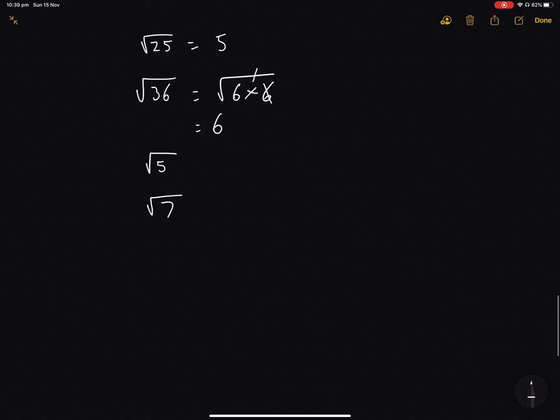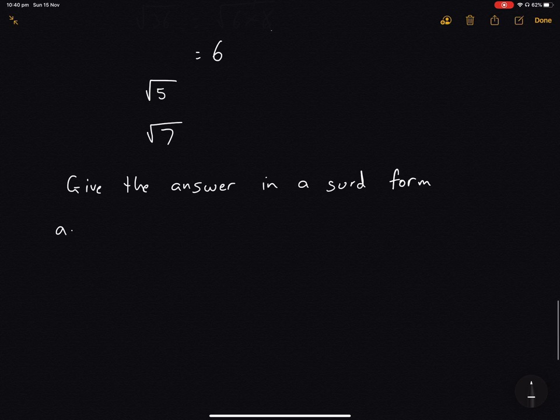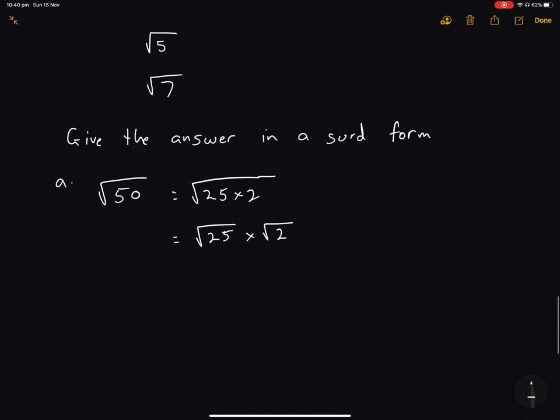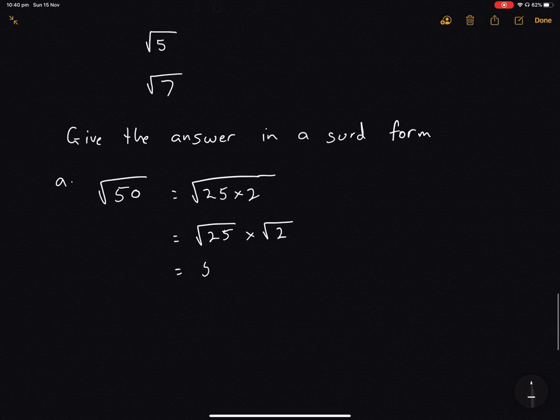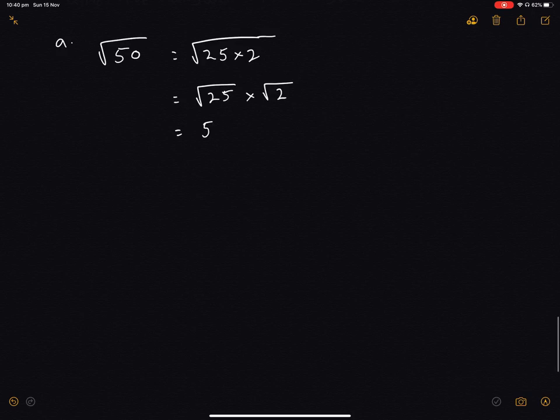So if you get any questions and they say, give the answer in a surd form. So let's say, give the answer in a surd form, and I'll say square root of 50. So that is same thing as saying square root of 25 times 2, right? 25 times 2 is 50, which is same thing as saying square root of 25 times square root of 2. Now you know what square root of 25 is, which is 5, because 5 times 5 is 25. And this is 5 times square root of 2. So 5 root 2.